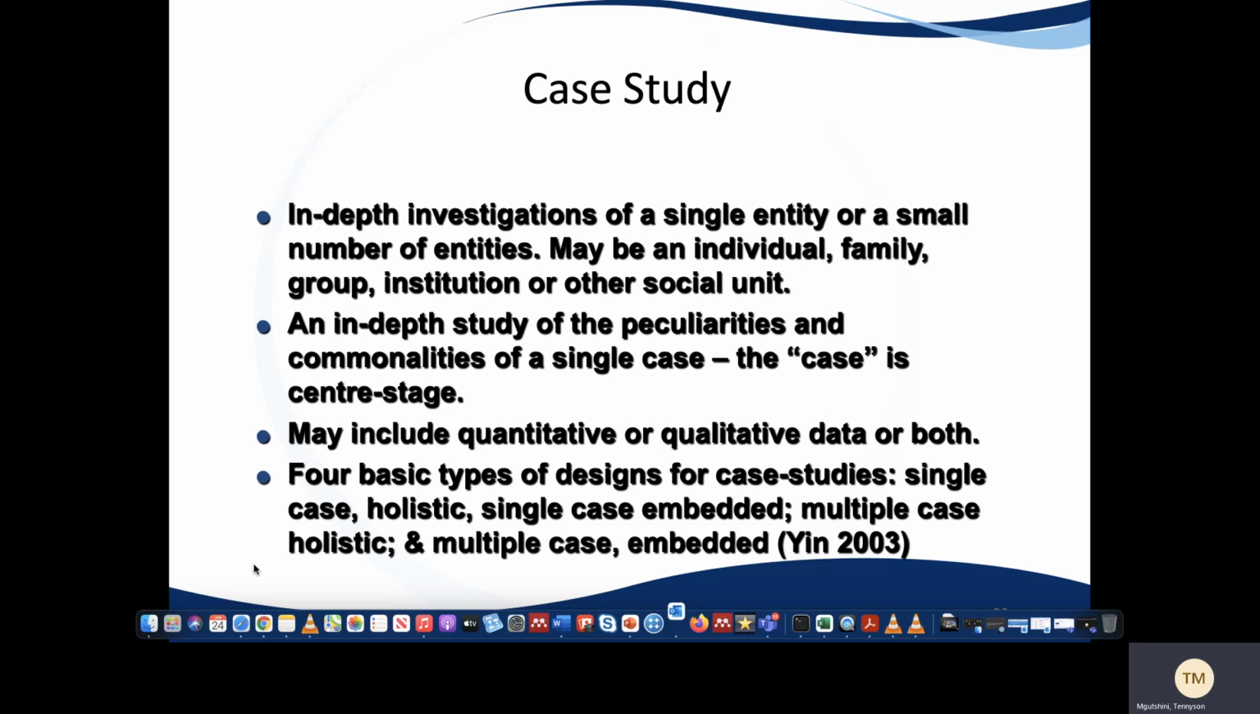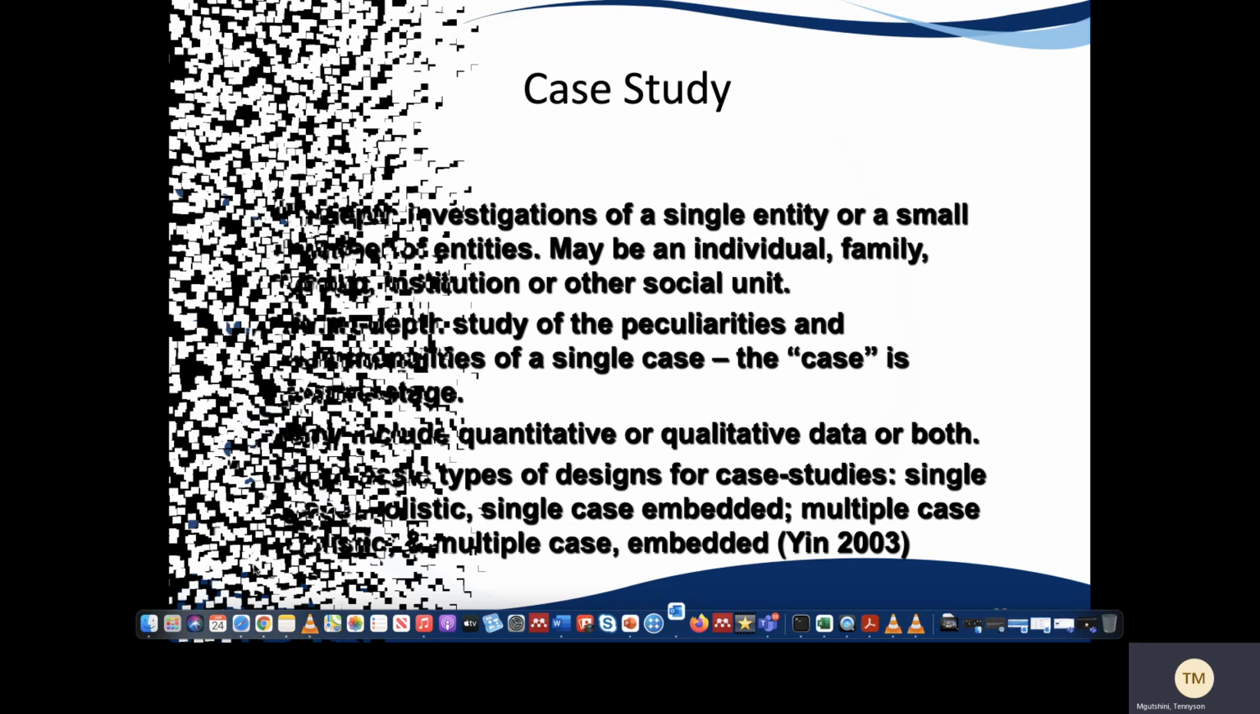The first type is the single case. The single case is when you are studying certain subjects, you've decided to treat them as cases, and you are going to study them, but you study a single case at a time. Then that is called a single case. Then they talk about holistic cases, single case embedded, multiple case holistics, and multiple case and embedded case studies.